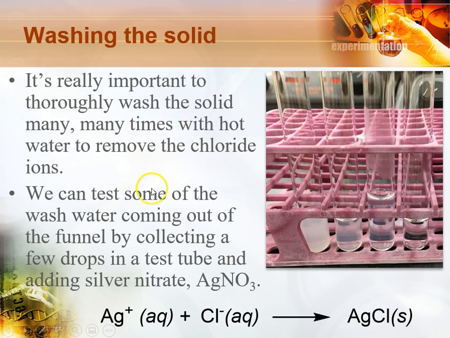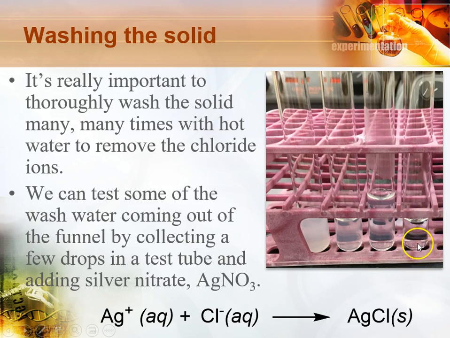And the way that you know this is that we have little dropper bottles of silver nitrate. If I add some silver nitrate to the drops that are coming out of my funnel, and I see a white solid, that's silver chloride. So you can see with this test tube right here, I still had chloride ions, so I had to continue washing. Over the course of the washings, I kept testing it, and you can see with these 4 test tubes that the cloudiness gets less cloudy, and this tube right here is clear.